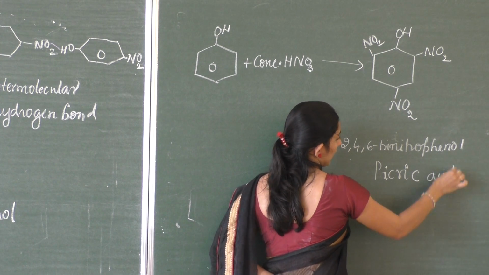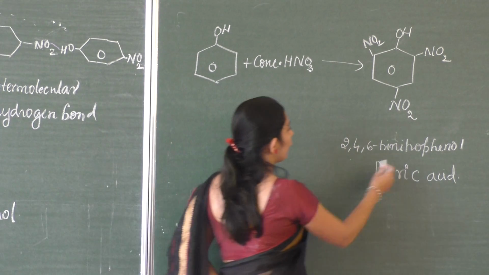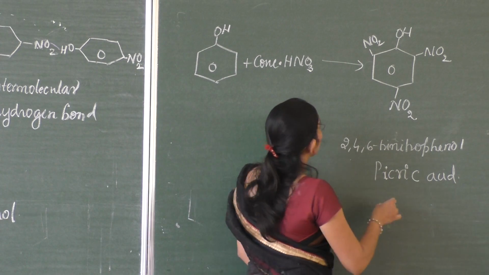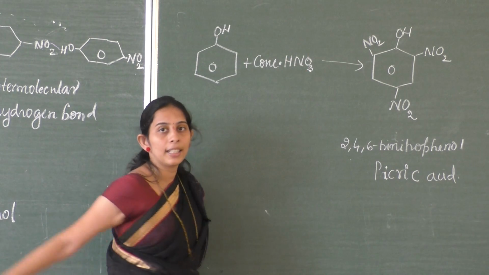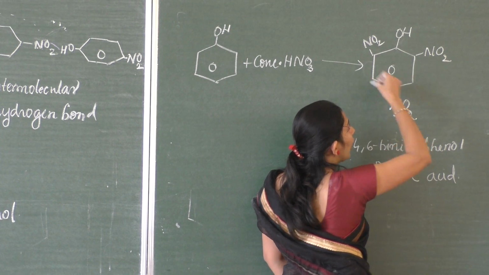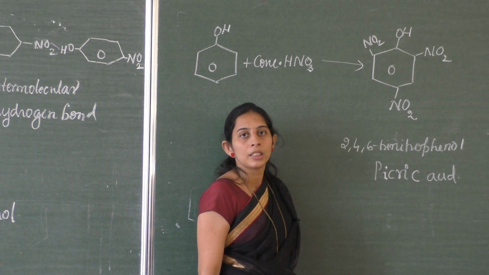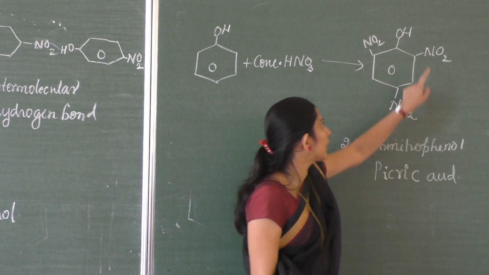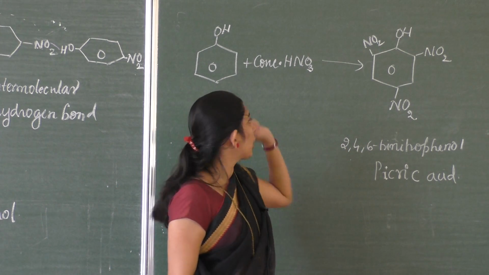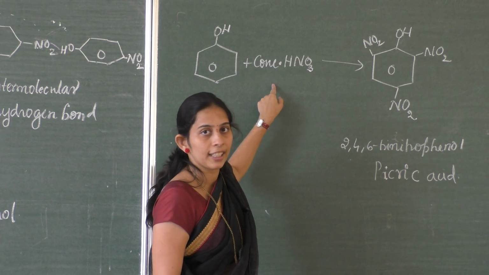We call it picric acid, so 2,4,6 trinitrophenol. When you use concentrated nitric acid, substitution takes place in all the positions, ortho as well as para. Substitution takes place in both ortho as well as para position in one molecule. That's because of the concentration of the nitric acid. We are using concentrated nitric acid.